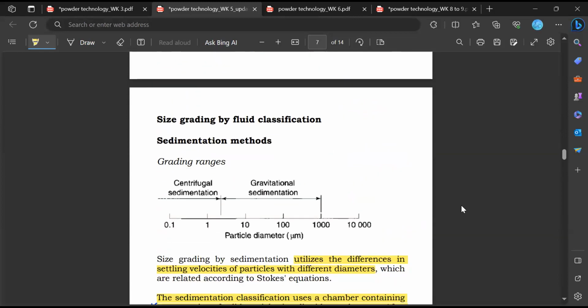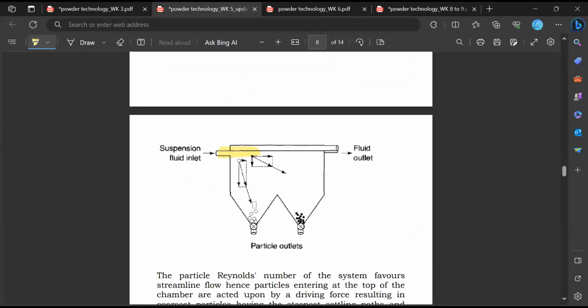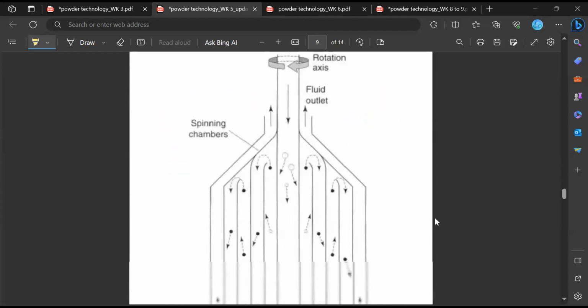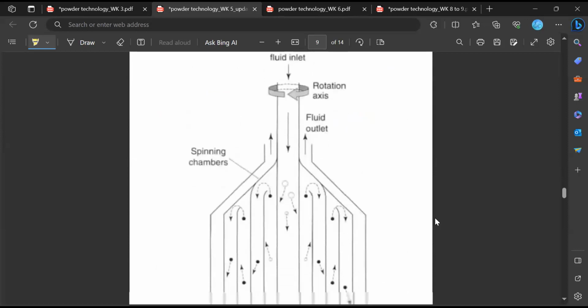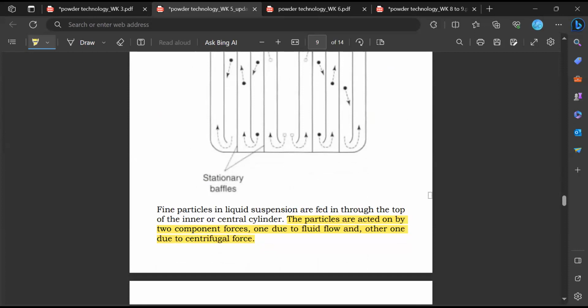Second is sedimentation methods or fluid classification, where you can use the pipette method. You can use this method over here, where you'll see coarser particles in the first outlet and finer particles in the second outlet. For this one, the coarser particles will sediment first compared to the finer particles, which will be at the end of this maze.